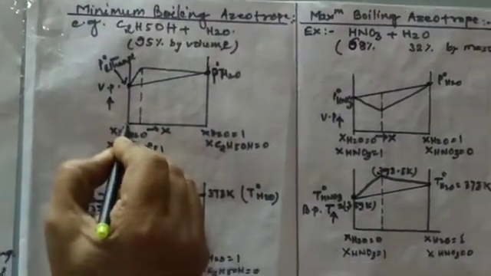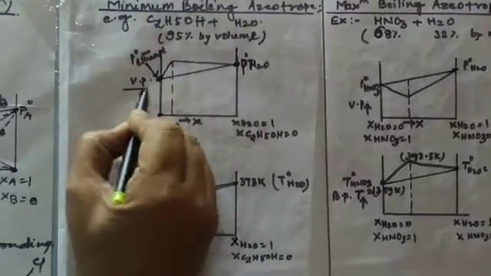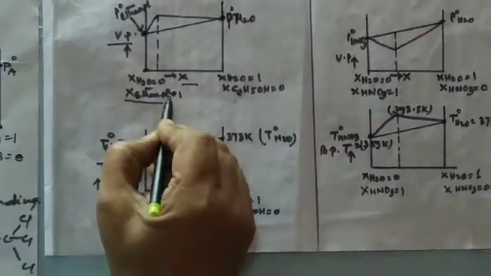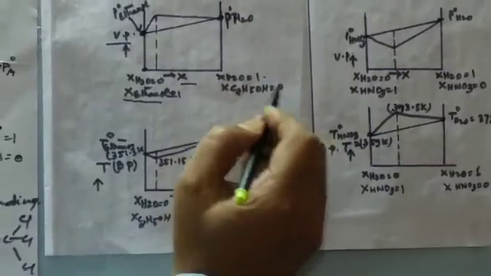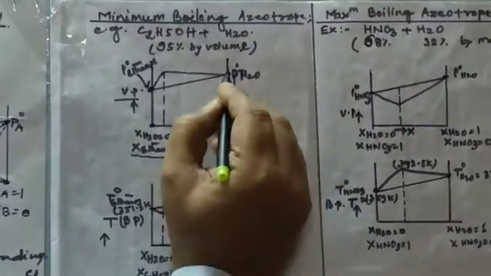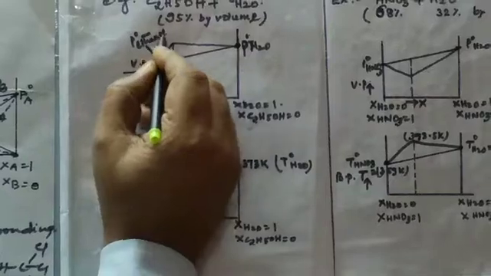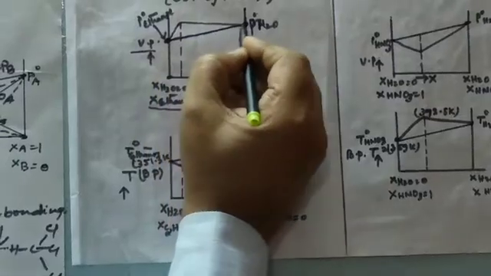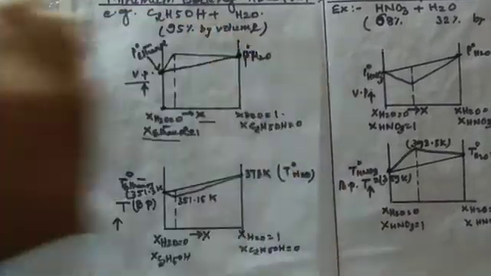Here the mole fraction of water is 0, representing the vapor pressure. This is the graph between the vapor pressure and the mole fraction. Here the mole fraction of ethanol is 1. Here the mole fraction of water is 1, but ethanol is 0. That means this is the vapor pressure of pure water, P0 water, and this is the vapor pressure of pure ethanol. So when you join them, this line will represent the vapor pressure of the solution of ethanol and water.